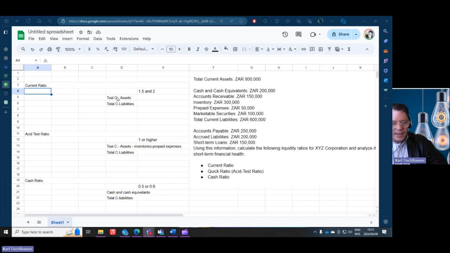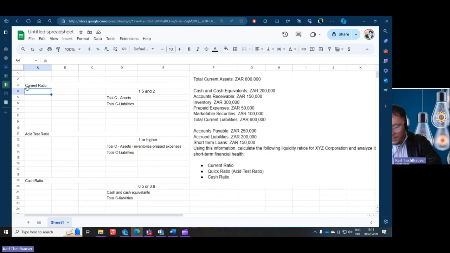What I've done is I've placed these headings here to tell me what the formula is. The formula for current ratio is current assets divided by current liabilities. Our desired result is between 1.5 and 2. So we're looking for anything in that area. Now let's look for current assets. In my sample question, current assets is 800,000 and our current liabilities is 600,000.